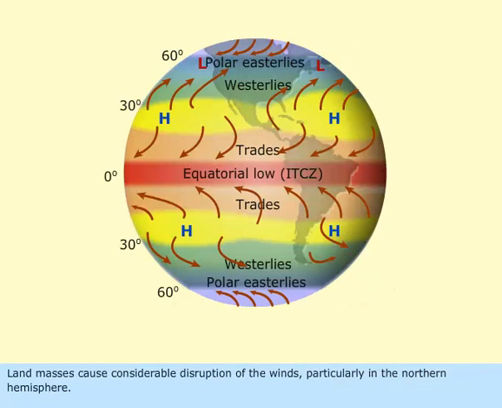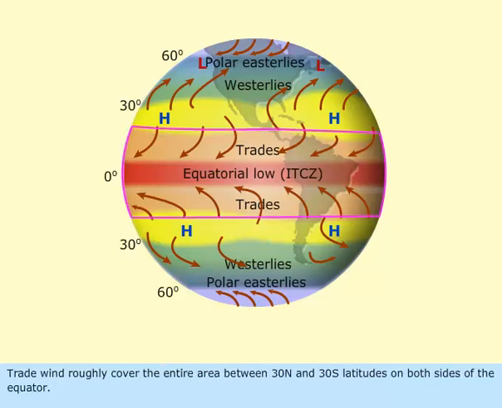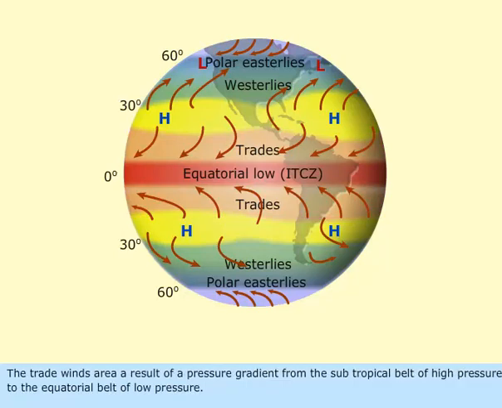Land masses cause considerable disruption of the winds, particularly in the northern hemisphere. The trades and the westerlies are the main planetary winds of the world. Trade winds roughly cover the entire area between 30 north and 30 south latitudes on both sides of the equator. The trade winds are a result of a pressure gradient from the subtropical belt of high pressure to the equatorial belt of low pressure.